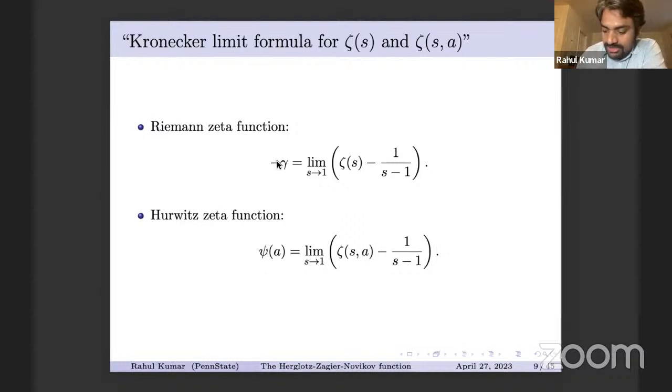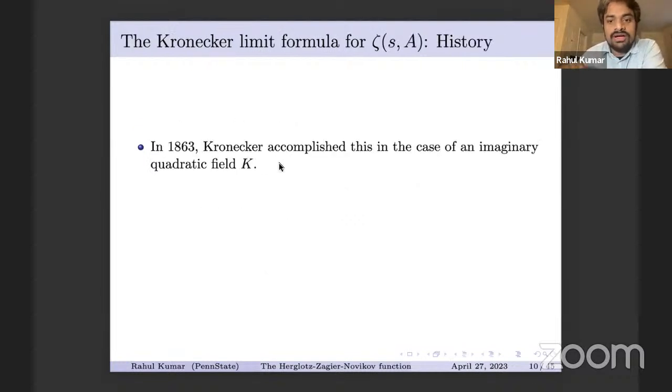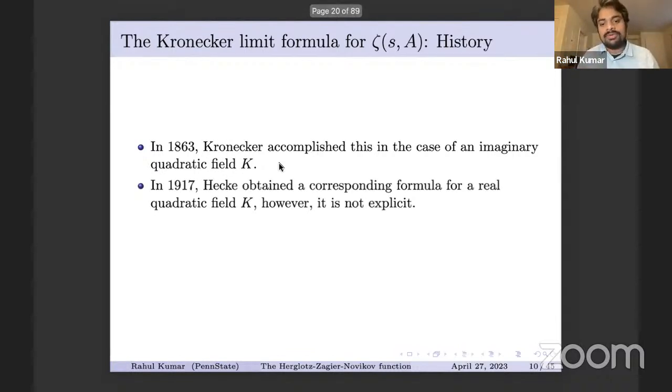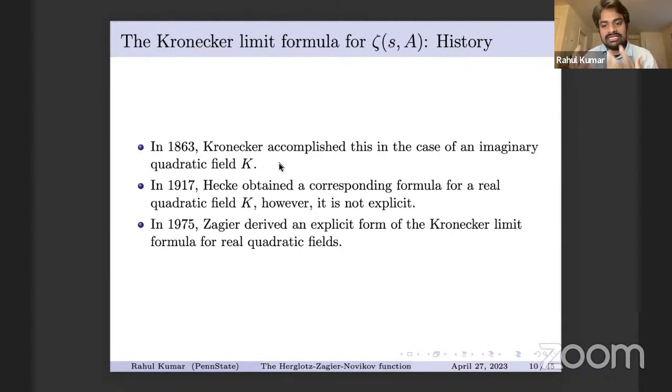This problem started with Kronecker, who accomplished this formula for imaginary quadratic fields in 1863. That's why this problem is now known as the Kronecker limit formula, because he was the first person to evaluate this for a number field, at least for an imaginary quadratic field. Later on, Hecke obtained the corresponding formula for real quadratic fields, but his formula was not explicit. We will see his formula and discuss why we say that it is not explicit, because later on, in 1975, Zagier found a nice formula for the Kronecker limit formula, which contains some universal functions. It doesn't contain complicated expressions. So this is a little bit of the history of this problem.